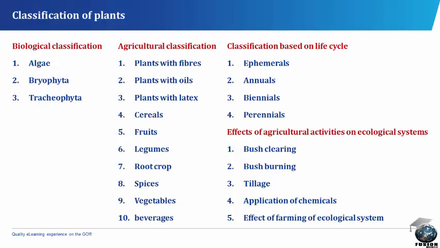Effect of agricultural activities on ecological systems. Some activities like bush clearing, bush burning, tillage, and application of chemicals have their effect on the ecological system. Bush clearing tampers with the climatic vegetation. It reduces food for herbivores, encourages erosion, reduces oxygen circulation, and encourages migration of animals.